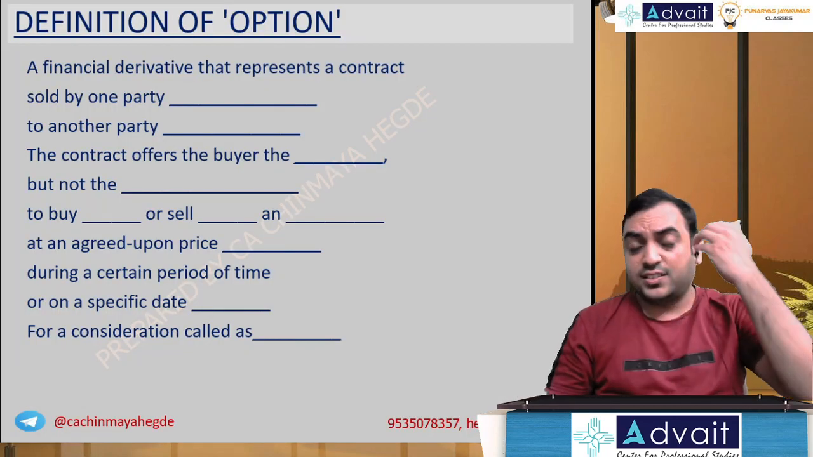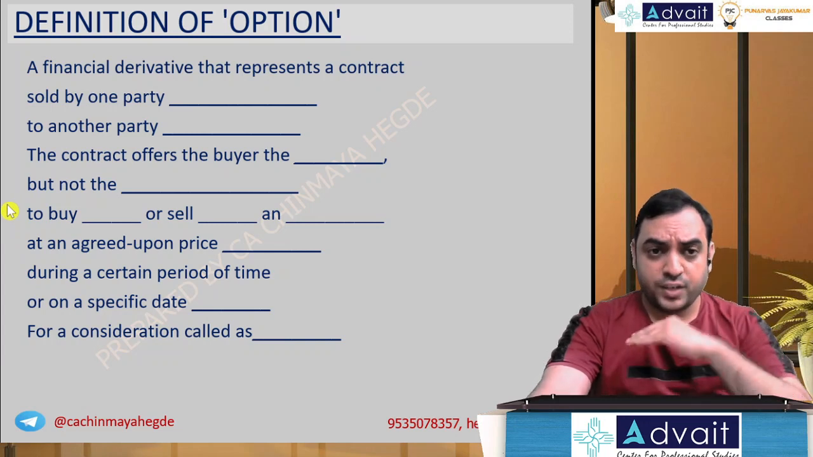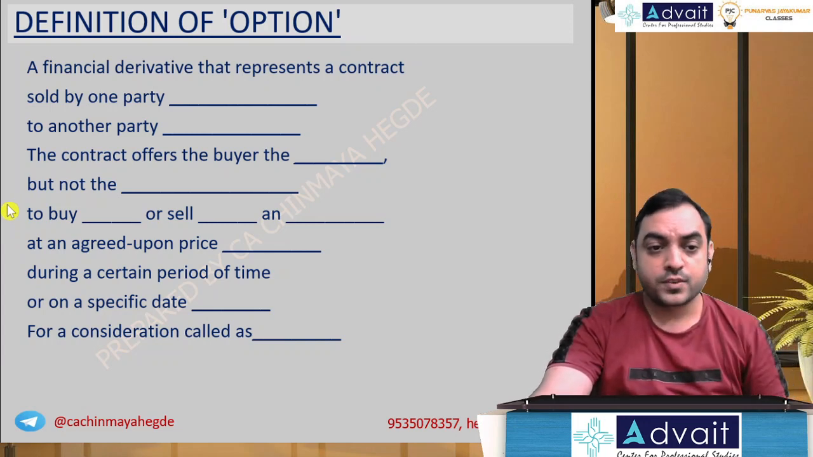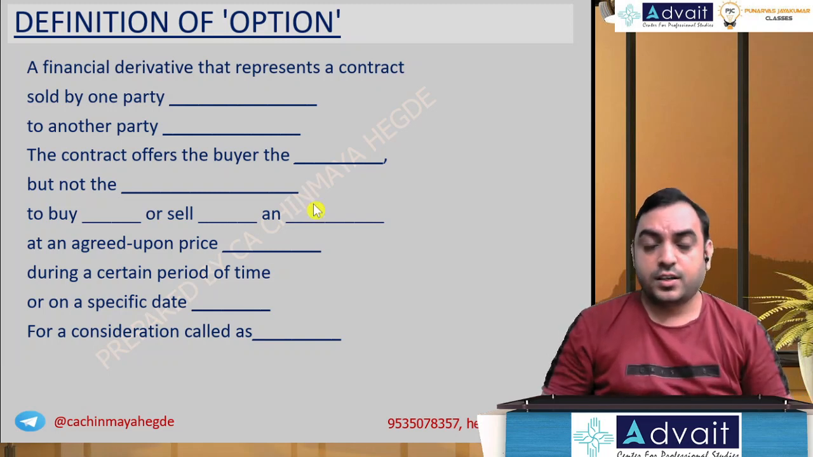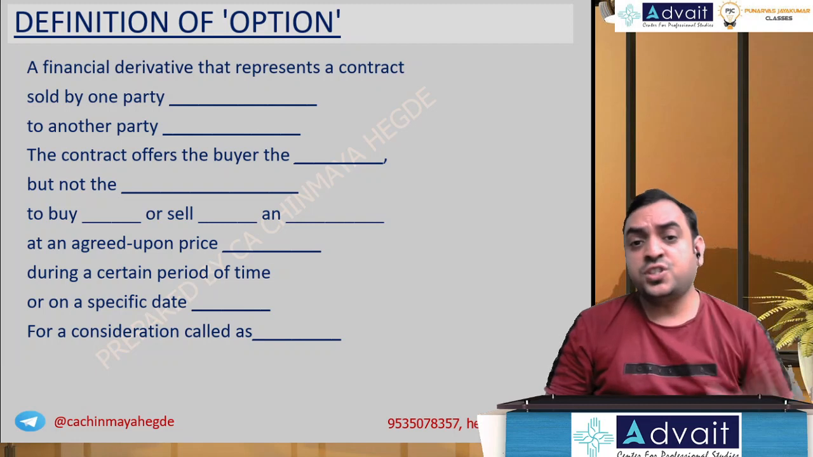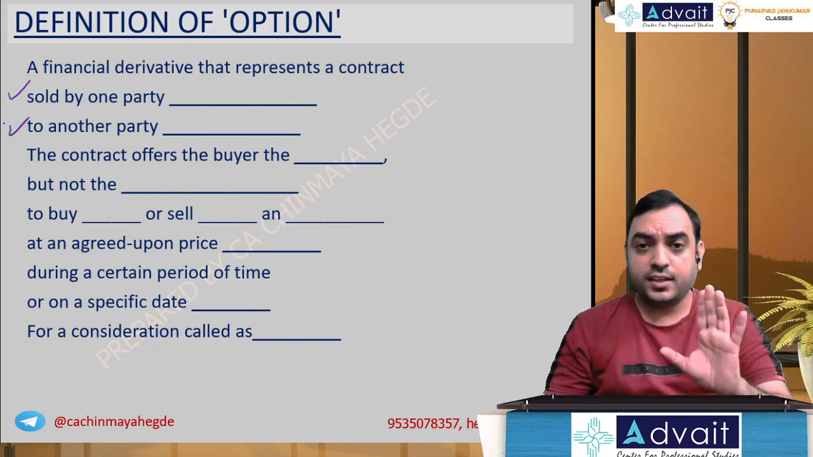Okay, so what is the definition? I'm sure you might have it in your material as well. First, let me tell you the basic definition, so that we get the foundation. Then I'll go to the individual terms along with the terminologies. A financial derivative sold by one party to another party.